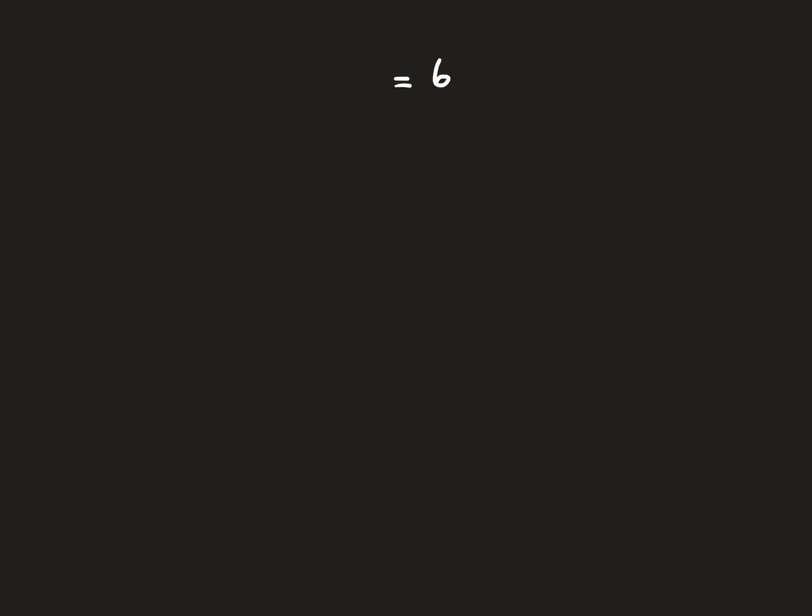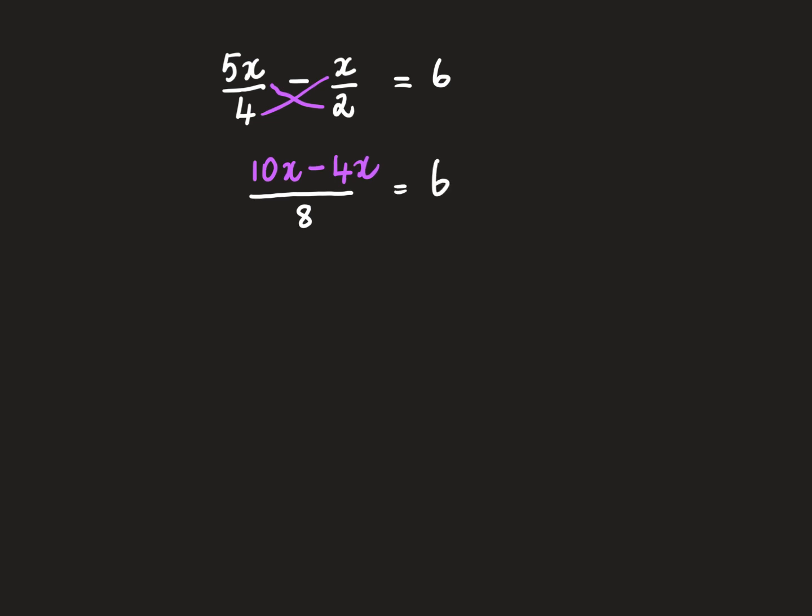Here's another one. Press pause and try it by yourself. Okay, step 1, common denominator. 4 times 2 is 8. Step 2, that times that, minus, in this case, that times that, is equal to 6. 10x minus 4x, 6x over 8 equals 6.